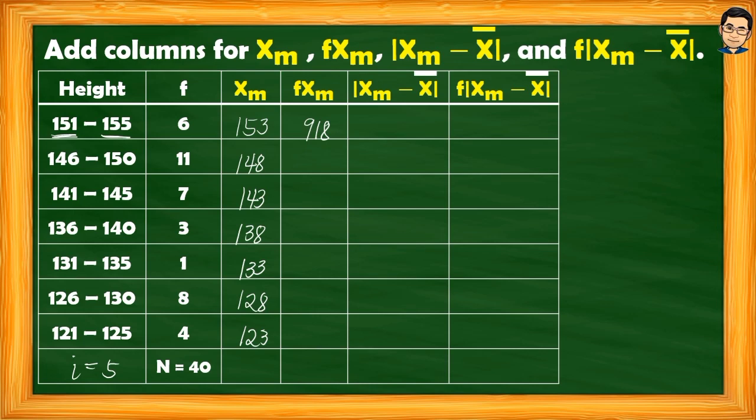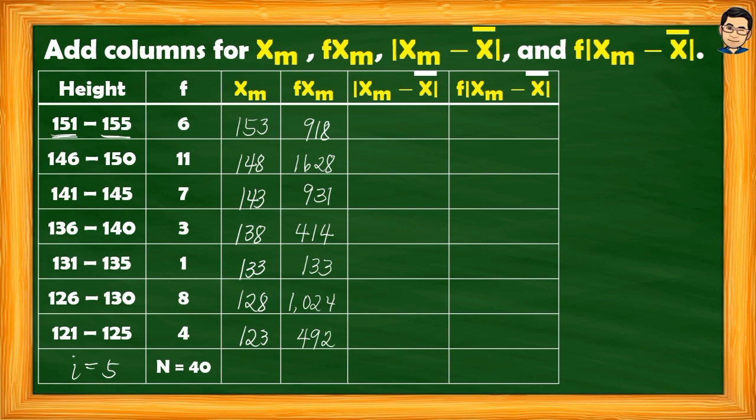And then, next, 11 times 148, that is 1,628. 7 times 143 will have 931. 3 times 138, that is 414. 1 times 133, that is 133. 8 times 128 will have 1,024. And finally, 4 times 123 will have 492.